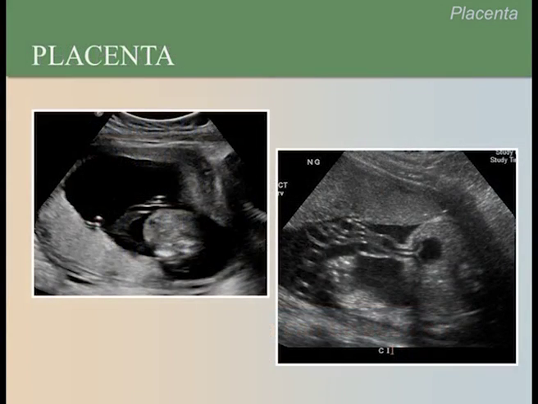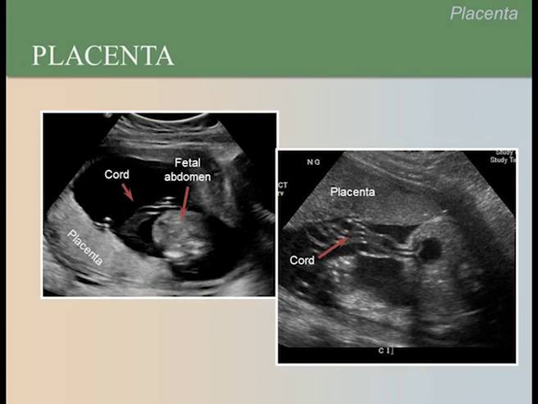Look at the image on the left. Can you see the fetal abdomen, umbilical cord, and placenta? The right image shows the umbilical cord insertion into the fetal abdomen. Notice that the umbilical cord contains several vessels. Here we have labeled the structures to make them more obvious.